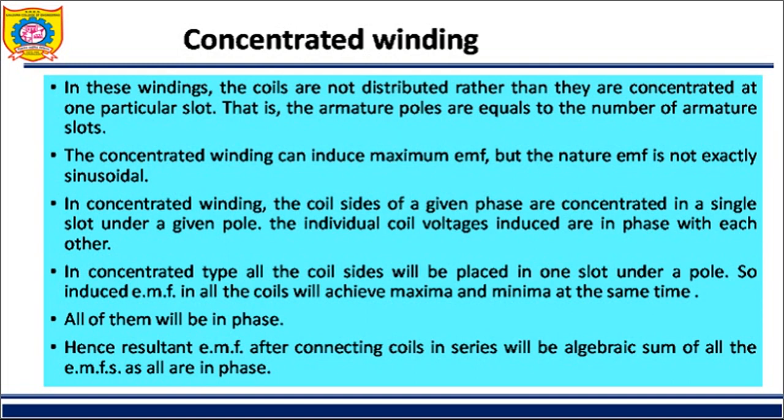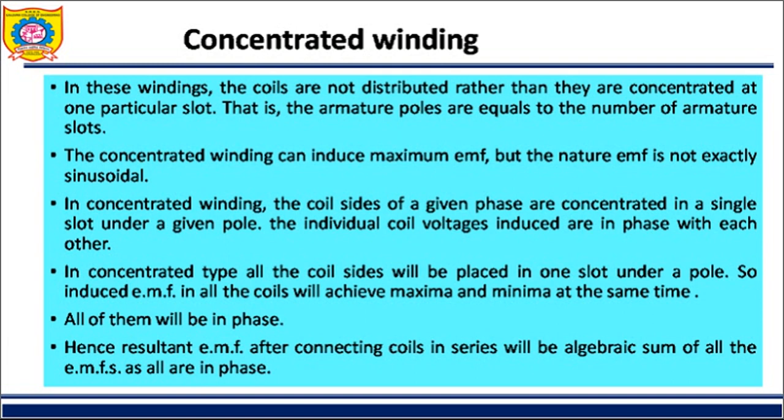Suppose we take a slot. In that slot, on the upper side there is one conductor, on the downward side there is another conductor. Both conductors will take their maximum position at the same time or minimum position at the same time, because both cut the flux at the same time. So all of them will be in phase. Hence, the resultant EMF after connecting the coils in series will be the algebraic sum of all the EMFs as all are in phase. This is the important point we have to consider.